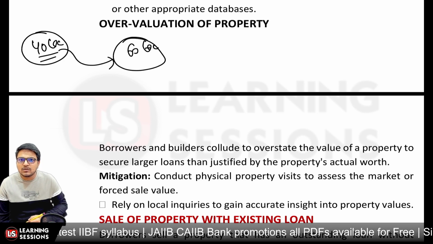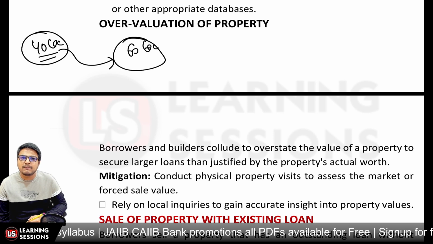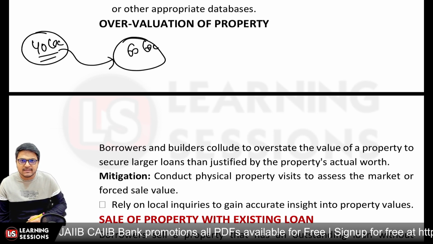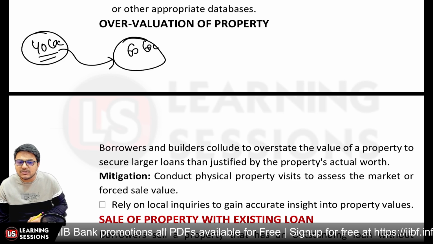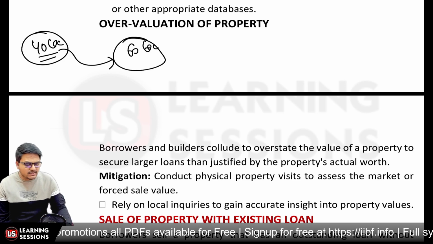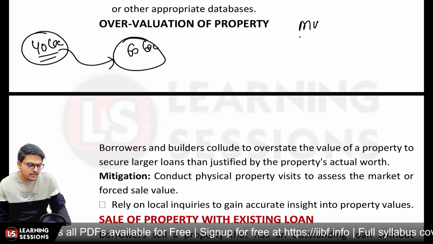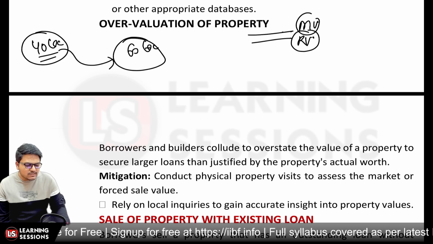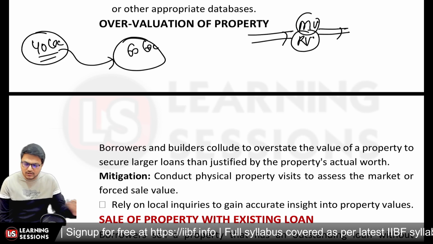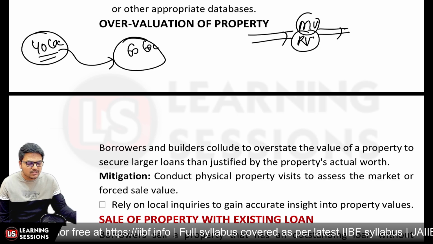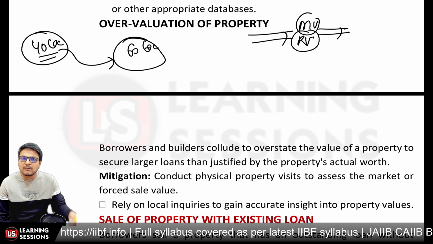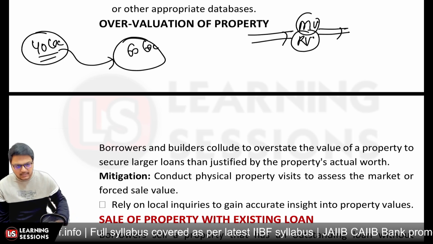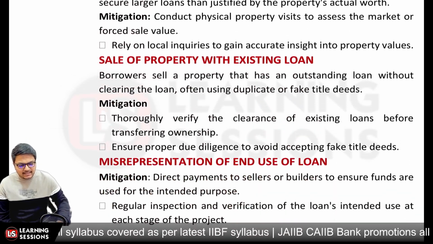Now, in that scenario, we must conduct a physical property visit so as to assess the market or forced sale value, right? One is related to market value of the property, and the other one is related to realizable value of property. So we must look for the same, and we must physically visit the site, or conduct a survey, to see what is a comparable price of other properties in that particular area, right? And further, it's related to sale of property with existing loan.